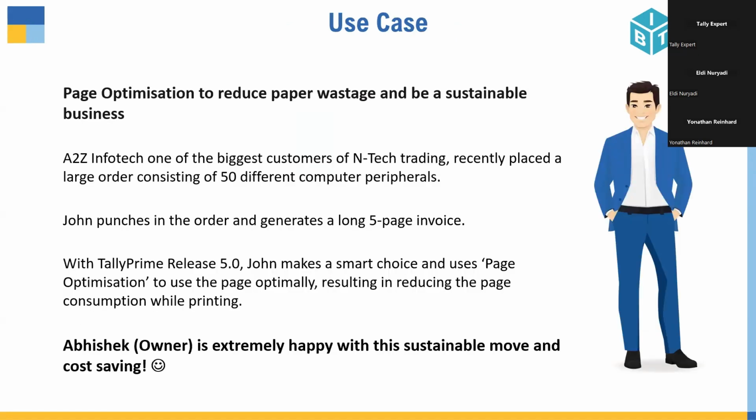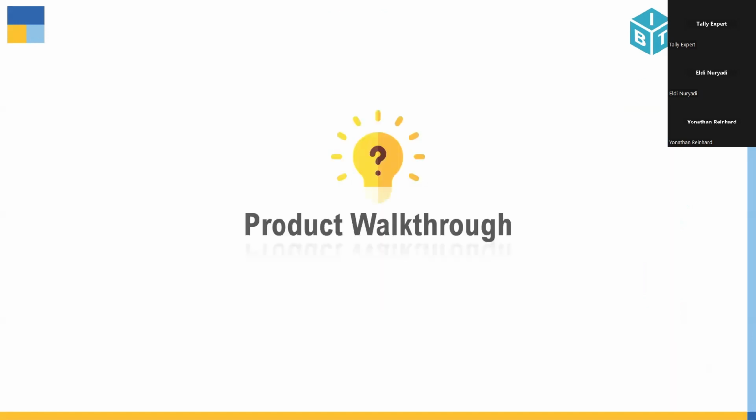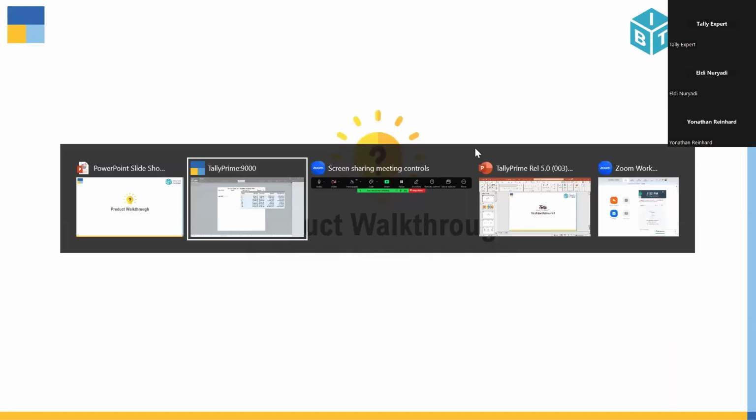Let us take a look at a case that often happens in the company. So A to Z Infotech, as the biggest customer, recently placed a large order to Antech Trading consisting of 50 computer peripherals. By default feature, John generates a long 5-page invoice. Knowing that TallyPrime Release 5.0 has a new feature to optimize the paper consumption, John makes a smart move by enabling the page optimization feature, and as a result, John reduced the paper consumption while printing the same order. Abhishek, as the owner, feels extremely happy. So now let's see in the product how this feature works.